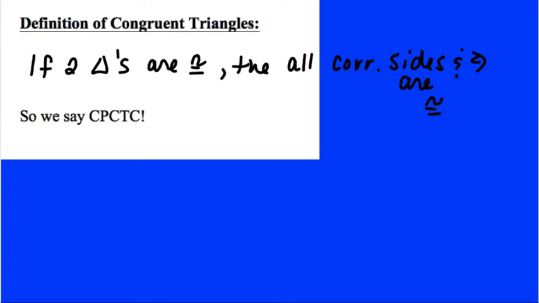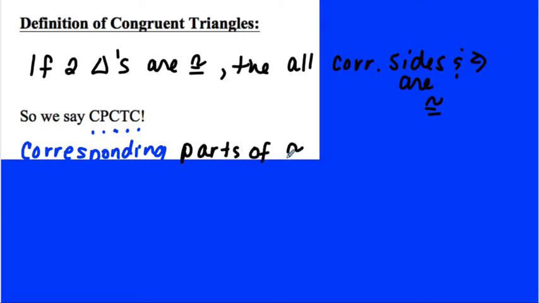And then there's a statement that we're going to start talking about in class that really we can use as the definition of congruent triangles. We can say CPCTC. It means corresponding parts. It's the result of congruent triangles. Corresponding parts of congruent triangles are congruent. And we're going to talk about that a lot this unit.